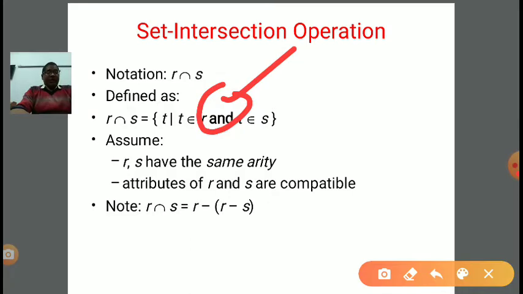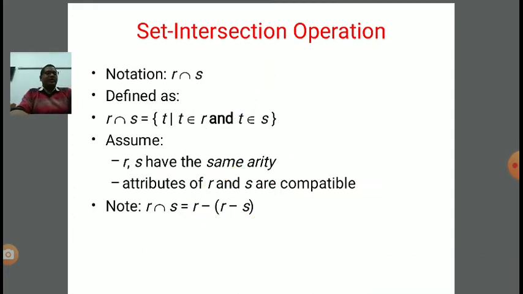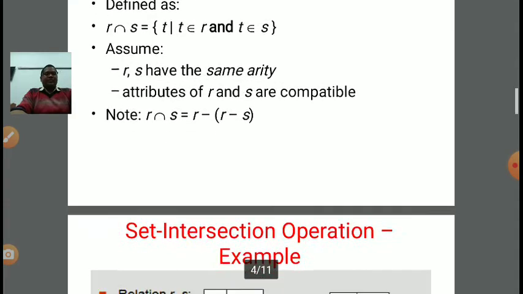Mathematically we can write a relationship between the set intersection operation and the set difference operation. R intersection S will be R set difference of R and S. This can be understood like this: suppose I have the set difference R minus S, and this is done with set difference again with R. So R minus, again taking R minus S, will be equal to R intersection S. In this manner the set intersection operation can be expressed using the set difference operation.